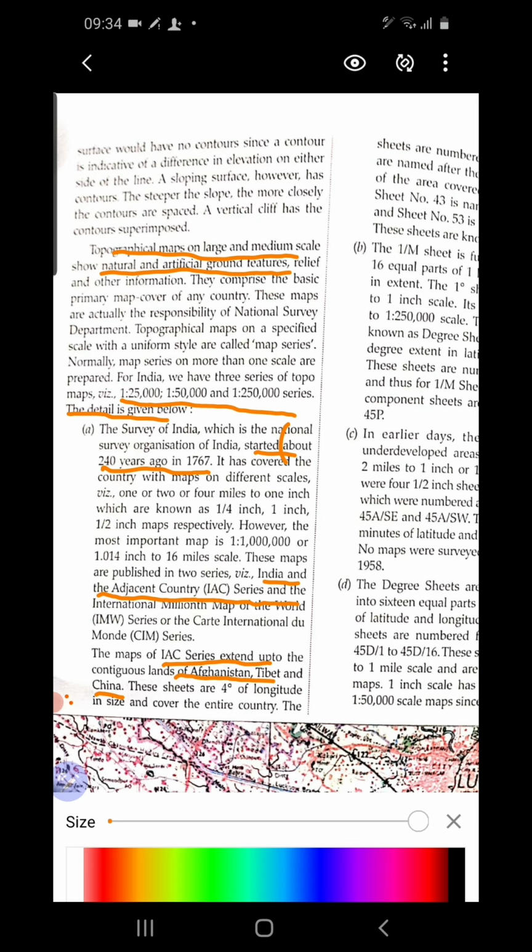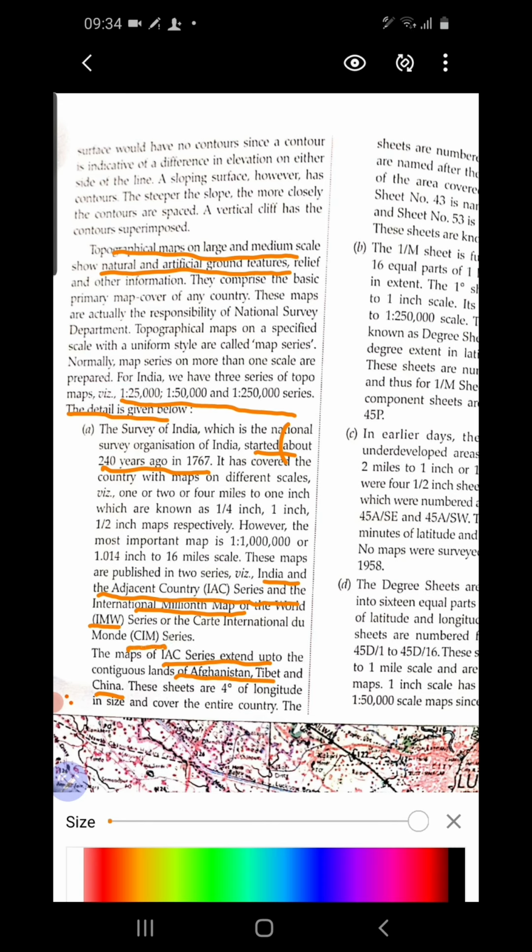Then also in the southern part it is extended. So IAC. And then the next abbreviation we have to go for is International Million Map, IMW. For larger areas, you know that first we have to adopt the scale of million. That is for the International Million Series. Instead of International Million Series map, the International Million Map of the World, sometimes people use CIM.